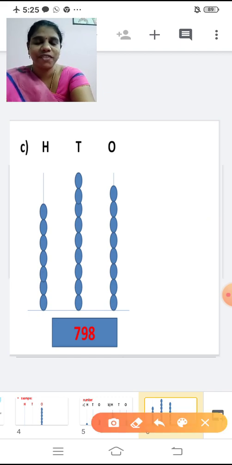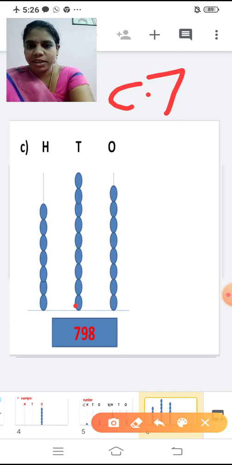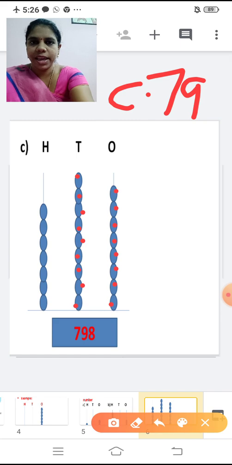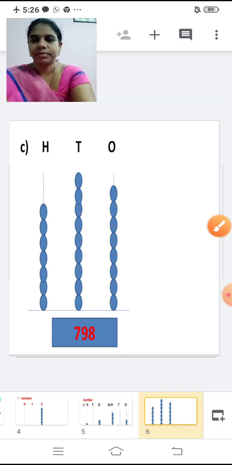Now shall we write the number? While writing you have to start from the leftmost part. How many beads are there in the hundreds place? 1, 2, 3, 4, 5, 6, 7. So 700. And how many tens? 1, 2, 3, 4, 5, 6, 7, 8, 9. 9 tens. And how many ones? 1, 2, 3, 4, 5, 6, 7, 8. So the number formed is 798. Shall we move on to the next sum?